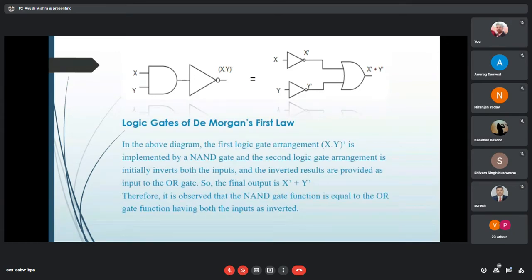These are the logic gates of De Morgan's first law. In the above diagram, the first logic gate arrangement, x dot y complement, is implemented by a NAND gate. Yes, this particular first gate is also known as the NAND gate. The second initially inverts both the inputs, and the inverted results are provided as input to the OR gate. So the final output is x bar plus y bar. Therefore, it is observed that the NAND gate function is equal to the OR gate function having both inputs inverted.